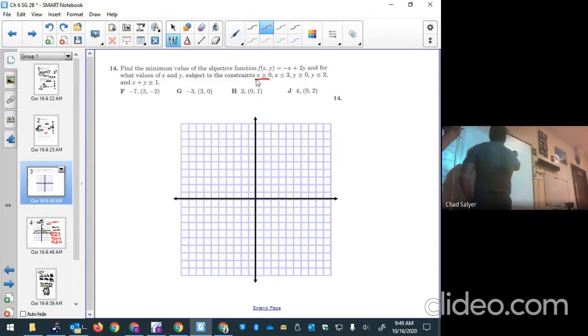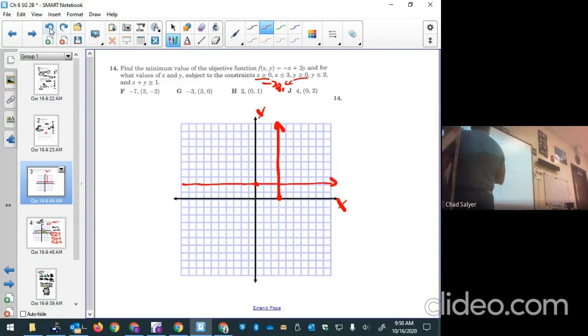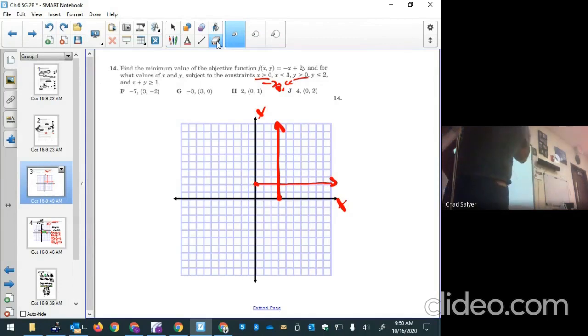So these two together just confine us to Q1 again. I'm going to write over my objective function. So these two together just confine us to Q1. So we'll use the existing x and y axes again as our boundaries there. X less than or equal to 3, that's going to be a vertical line. And then y less than or equal to 2, horizontal line here. And anything outside of Q1 is not really relevant in this case.